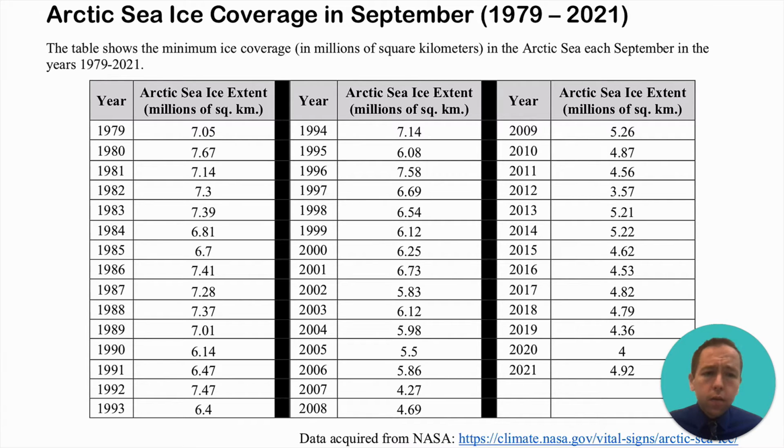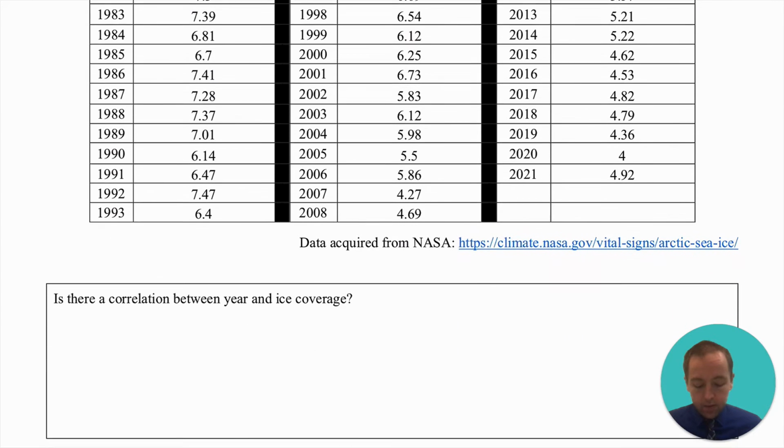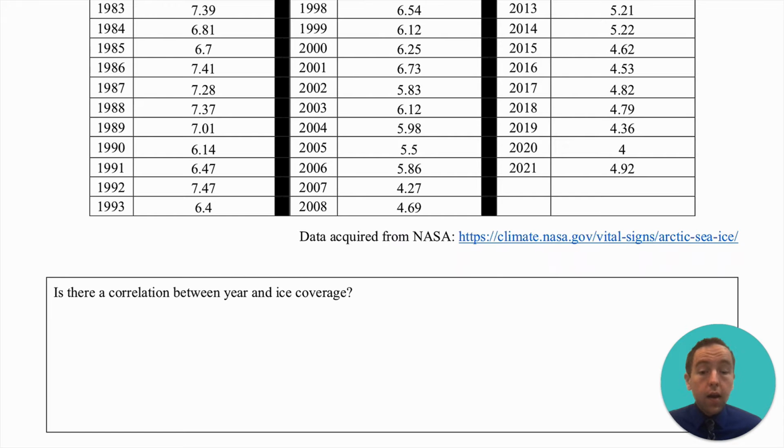So if you take a look through the table here, you'll see that the years span from 1979 through 2021, and then the ice extent is measured in area in terms of square kilometers, and those numbers are actually in millions of square kilometers. So one thing we might wonder about this data is whether or not there is a correlation between the year and the ice coverage.